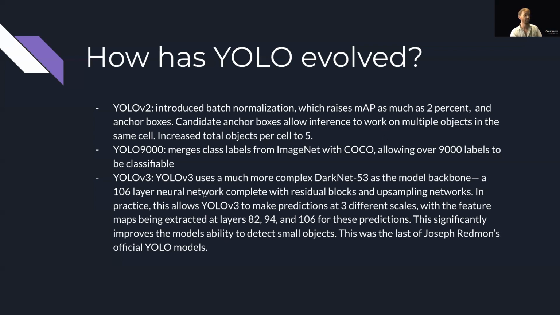Next is YOLOv3. YOLOv3 used a much more complex DarkNet 53 as the backbone. I believe the previous one was DarkNet 26 or something like that. And a 106-layer neural network.